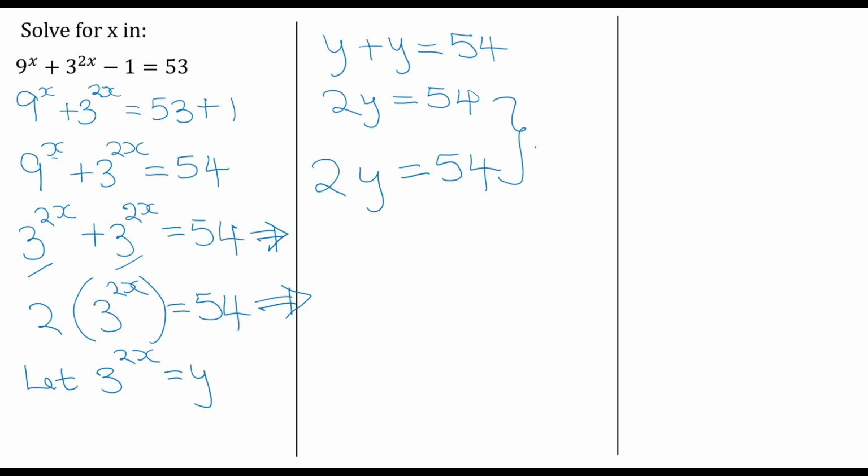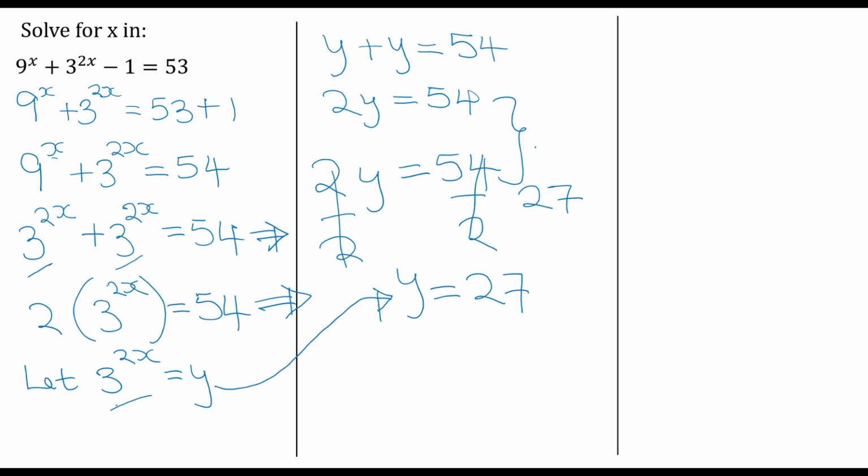Moving on, since you're interested in y so that we can get the value of x, you divide both sides by 2. On the right-hand side, you're left with 27. So the value of y is equal to 27. But remember that the value of y is 3 to power 2x, so you replace it here. 3 to power 2x is equal to 27.